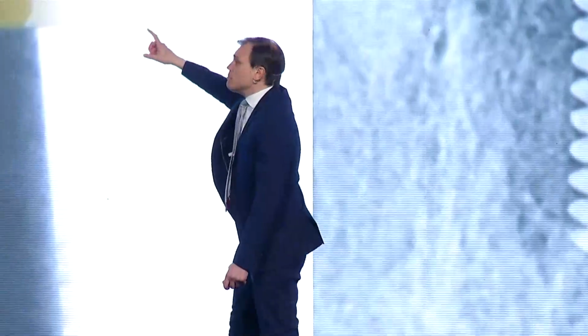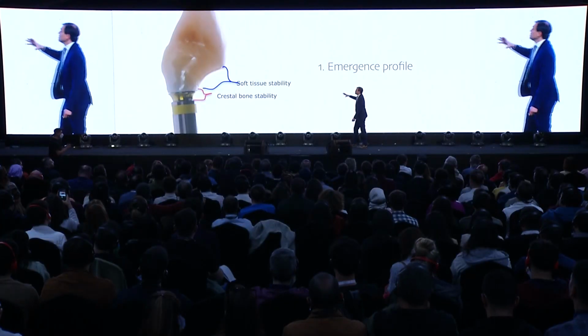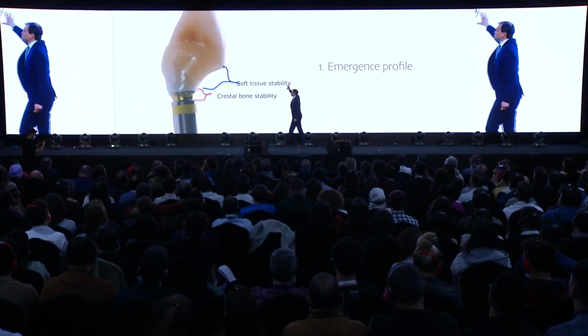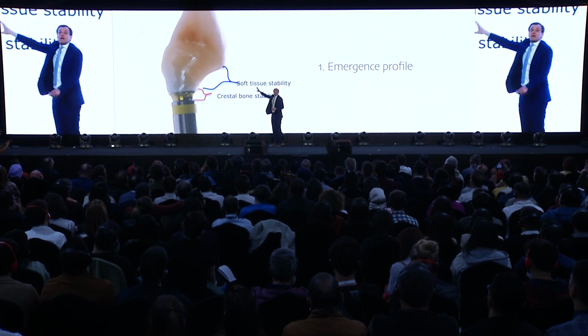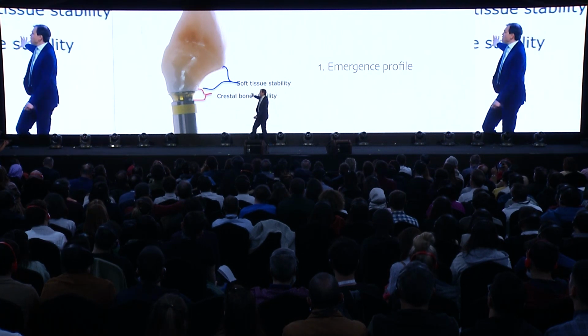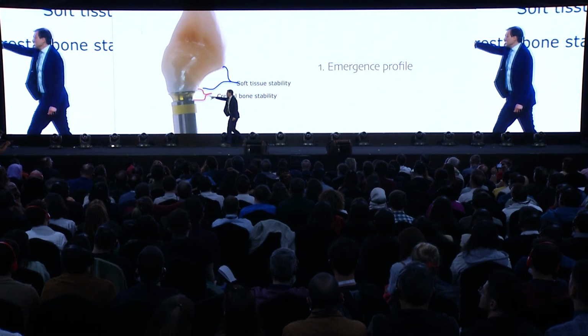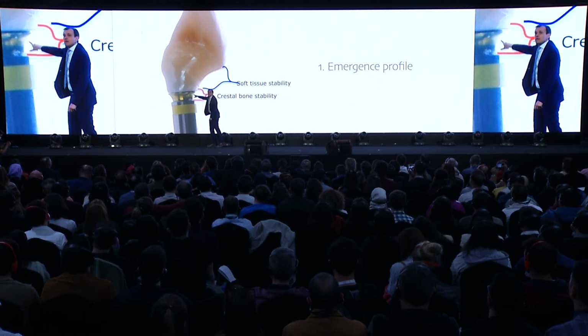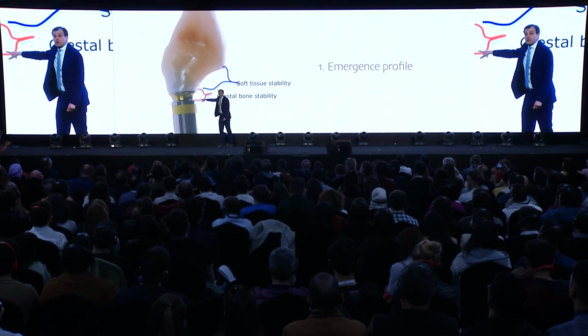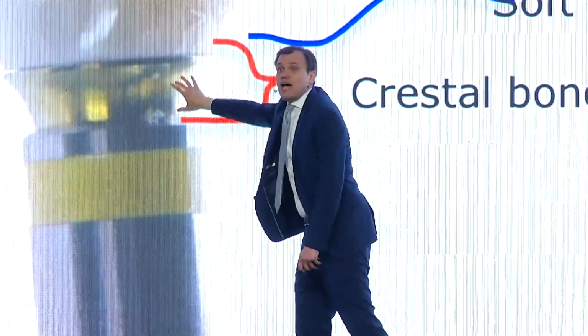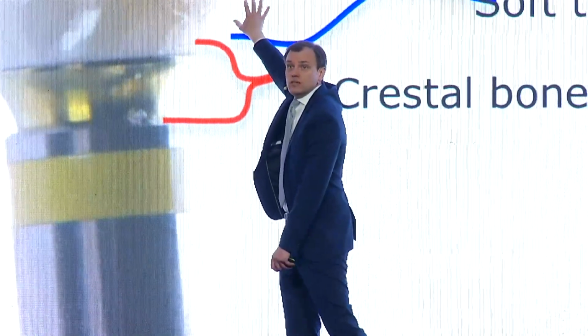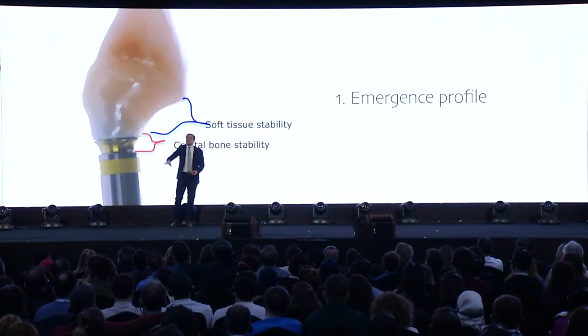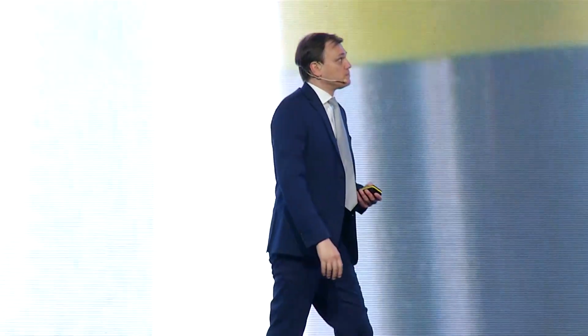So from the emergence profile of the restoration, what we need to know is that it's made again in different components. This part is responsible for soft tissue stability, like prevention of recession. However, for crestal bone stability, thigh base height and thigh base shape are crucial. For example, thigh base height may not prevent recession, yes, but it may really prevent crestal bone loss.